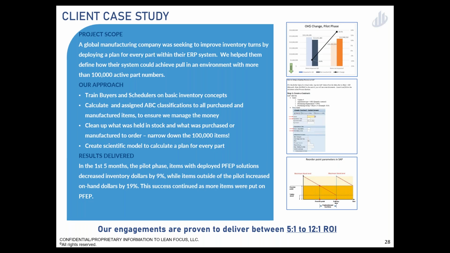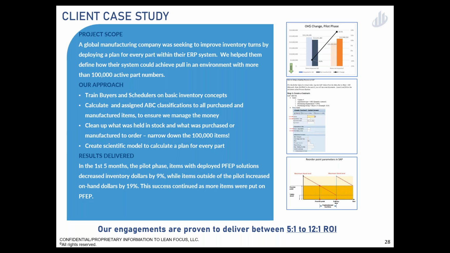And we had to narrow down that 100,000 items. There was a large percent of that 100,000 items that didn't need to be held in stock, but yet it had a safety stock number in the system, or it had a min-max in the system, which means every time they got it down to zero, the system told them to get more, and they did it because nobody had stopped to think which items should be held in stock. And then we created a scientific model to calculate that plan for every part.